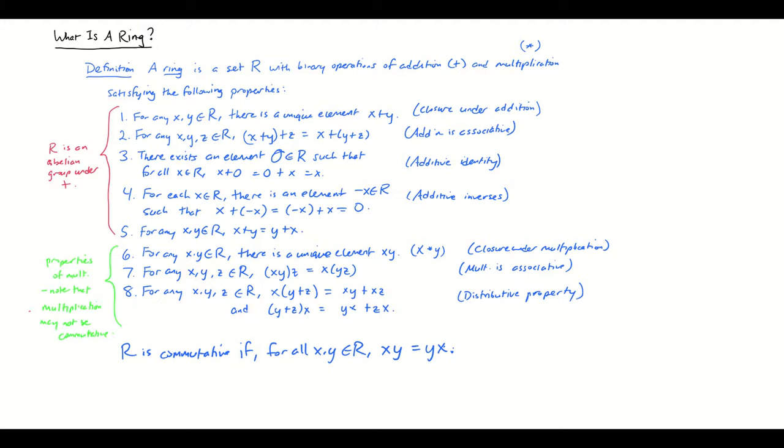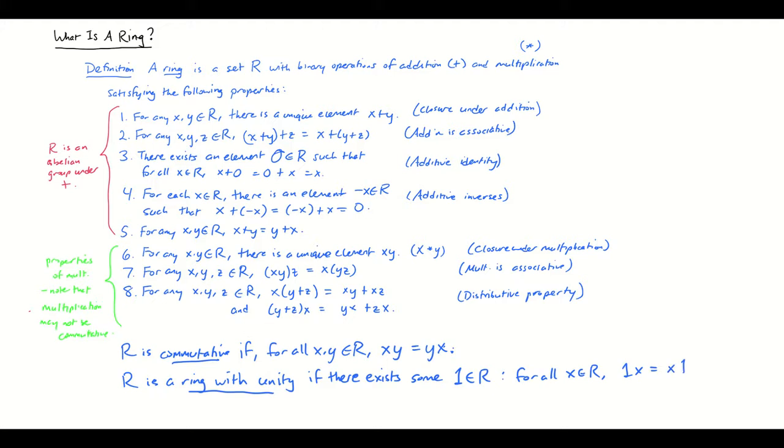So that leads to another name for a special kind of ring. R is a ring with unity if there exists some element, which I'm just going to call 1, in R, such that for all x in R, 1x equals x times 1 equals x. And you'll notice I include both because having a ring with unity does not require me to be commutative. So I could have a non-commutative ring with unity.